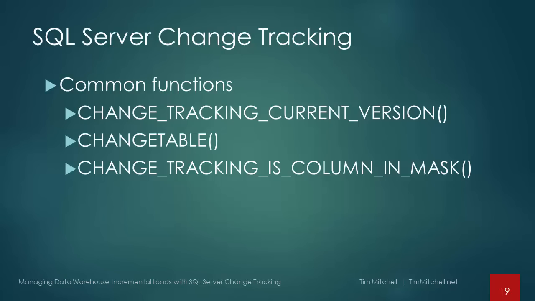The last piece, and again, we won't cover this, but I do want you to be aware of it, is change tracking is column and mask. It's kind of a lengthy function name that you use to interrogate your change tracking table and say, for this table, for primary key whatever, was this particular column updated, yes or no? And that will let you interrogate on a column by column basis to see which columns have been updated. Again, for data warehouse loads, probably not a huge consideration, but it's something you want to keep in your hip pocket in case you ever need it in the future.